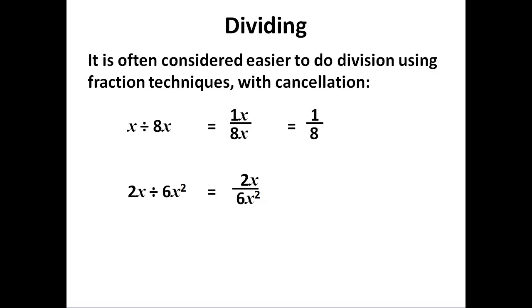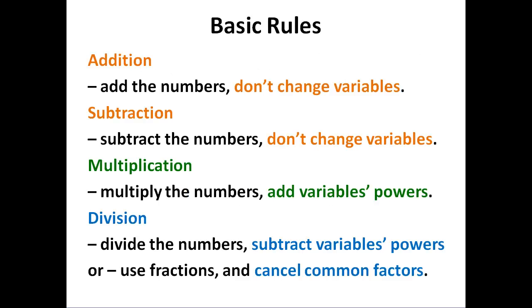Slightly more complicated case. The x on the top cancels 1 on the bottom, and we're left with 2 over 6 is 1 over 3, and the x remains on the bottom. So these are our basic rules. Adding and subtracting, we add the numbers, subtract the numbers, and the variable must not change. Multiplication and division, we do the multiplication and division as usual, except we add the powers for multiplication and take them away for division. More complicated divisions usually are better done as a fraction.